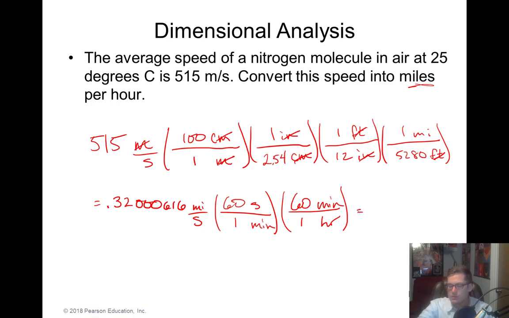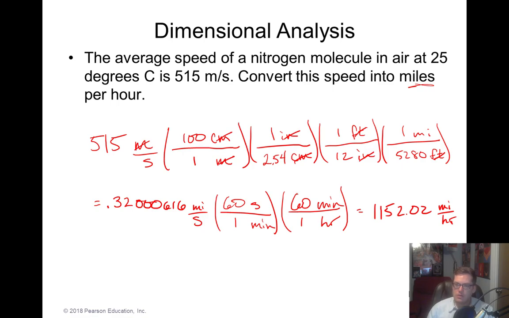So I'm going to take my original answer, multiply it by 60 times 60, or 3,600, and I get 1152.02, and my units are miles per hour. But we've got to think about sig figs for a second, so we've got to go back to what we started with.